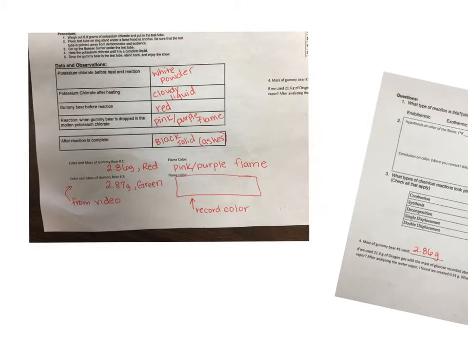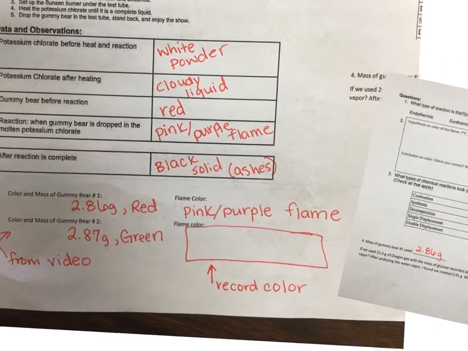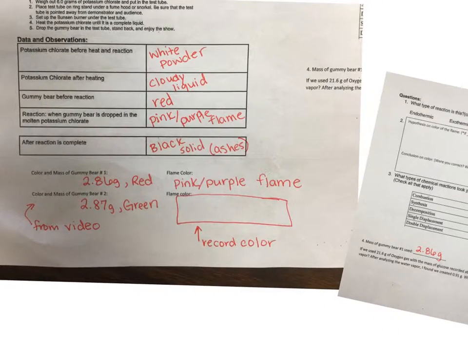As you can see on your data table, I've already included the observations. So we have our white powder to begin with, right here. Then after heating it, it turned into a cloudy liquid. Our gummy bear that we initially used was red, and once it dropped in, it turned into a pink purplish flame. Right, which makes sense with the red possibly, right? And then once it's done, it'll be a black solid.